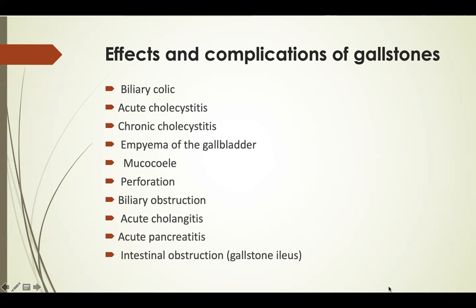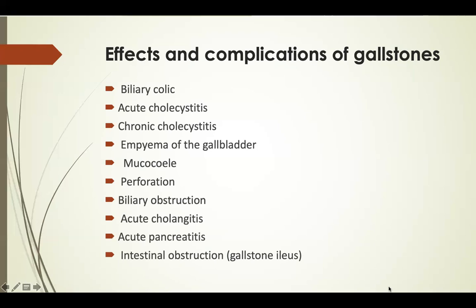Mucocele is another complication. What is mucocele? Mucocele is when there is a stone stuck at the gallbladder neck, and there is stoppage to the passage of cystic duct content to the outside. So what happens? Whatever bile is there, the water is absorbed, but the mucosa of the gallbladder secretes mucus, and that then leads to mucocele, filling up of the gallbladder with mucus.